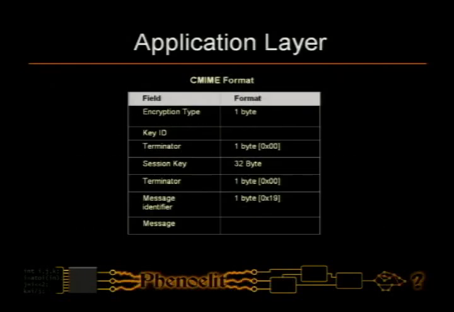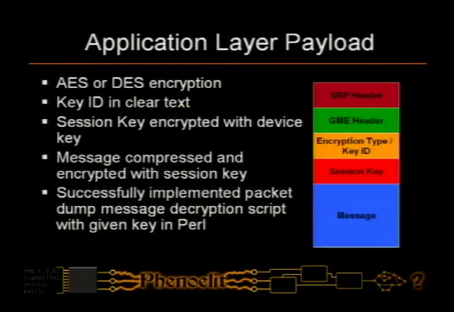So this is the CMIME format. The whole thing looks like this. You have the IES or DES encryption. You have the key ID in clear text. You have the session key encrypted with a device key. The message is compressed and encrypted with a session key. Actually, the compression is quite something weird. We looked at it. I'm not 100% sure we figured out what it is, but it's not something standard. And we successfully implemented a packet dump message.